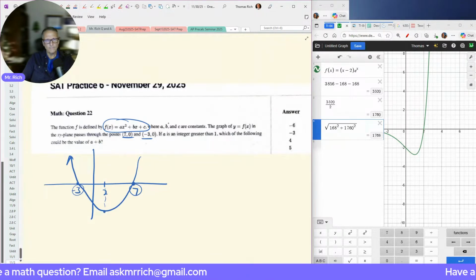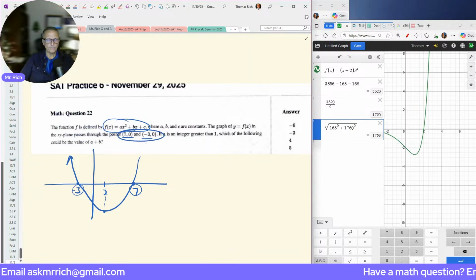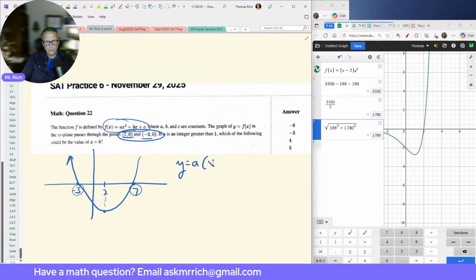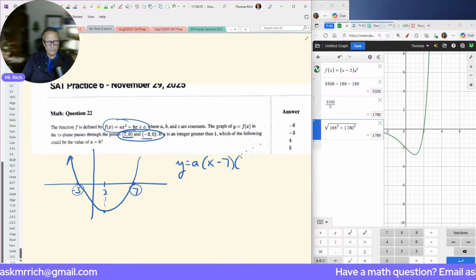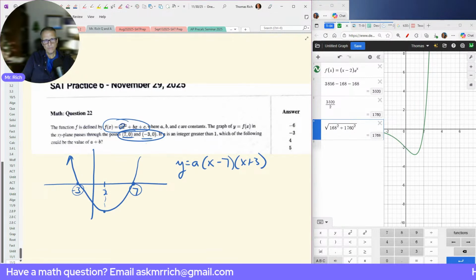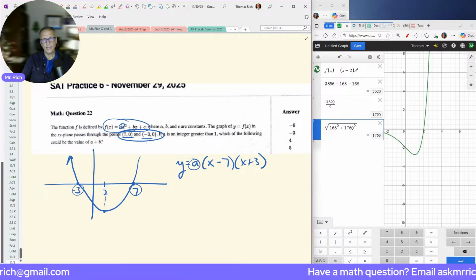Now, if a is an integer greater than 1, which of the following could be the value of a plus b? Well, since they gave me 2 x-intercepts, I'm going to write a different equation for the same parabola using the x-intercepts. Because if the x-intercepts are 7 and -3, it means that in factored form, the parabola's equation has to look like this. I do have the same value of a, right? That's the one common thing between all 3 forms of a quadratic. The a coefficient will be identical.